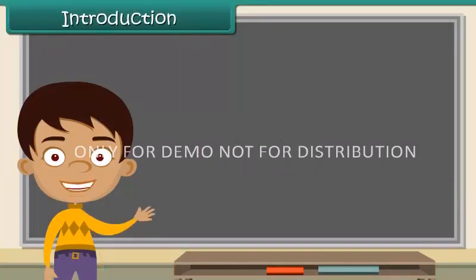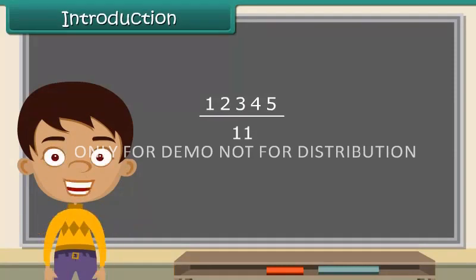Your friend challenges you to find if the number 12,345 is divisible by 11 in less than 30 seconds. Is it possible to divide 12,345 by 11 and check? No, that will take longer than 30 seconds. Do you secretly wonder if there is another way to solve the problem?